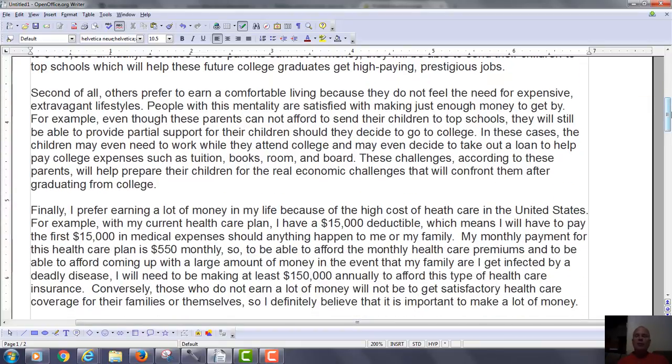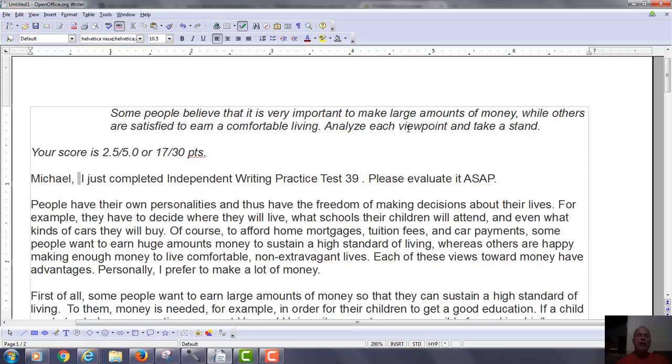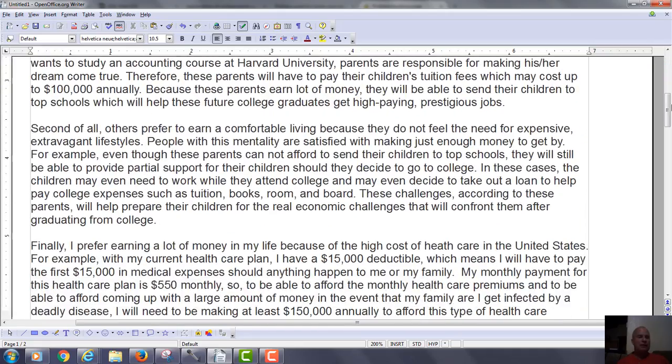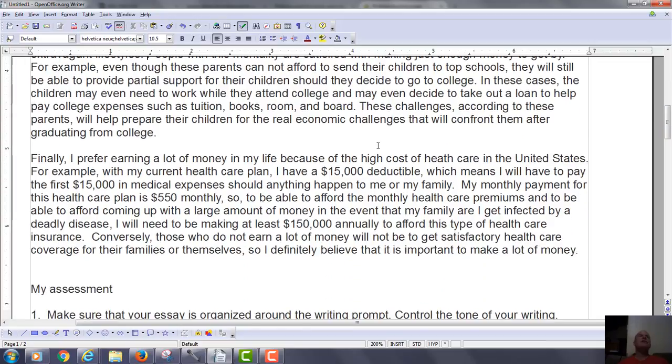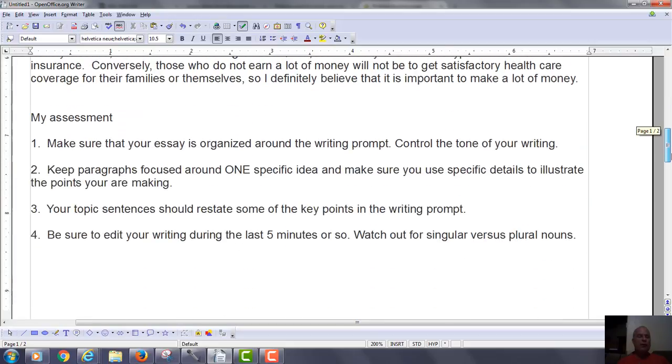In my next paragraph, my purpose was to analyze the other viewpoint about being satisfied to earn a comfortable living, right? So that's what I did here. Again, I had a more neutral tone, but then when I got into the last paragraph and I started stating my own argument, notice how I started using I a lot. I started using a more personal tone, a more argumentative tone, right? So remember that. Those are some very important things.